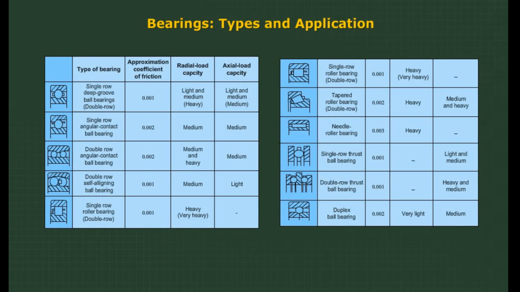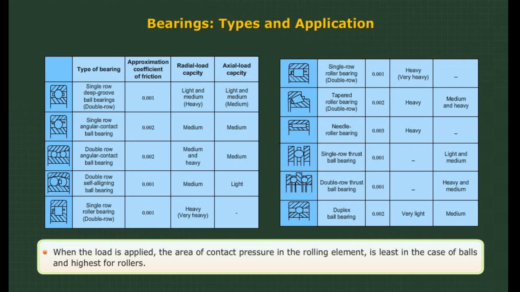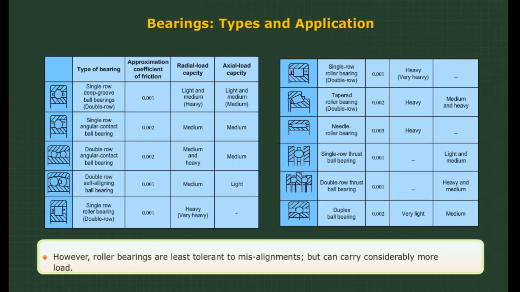The table gives a summary of different types of standard bearings and salient features of each type in order to correctly select for the application. When the load is applied, the area of contact pressure in the rolling element is least in the case of balls and highest for the rollers. However, roller bearings are least tolerant to misalignments but can carry considerably more load.